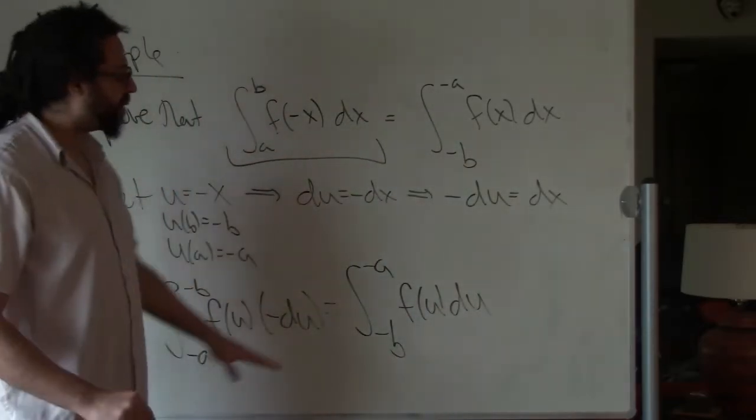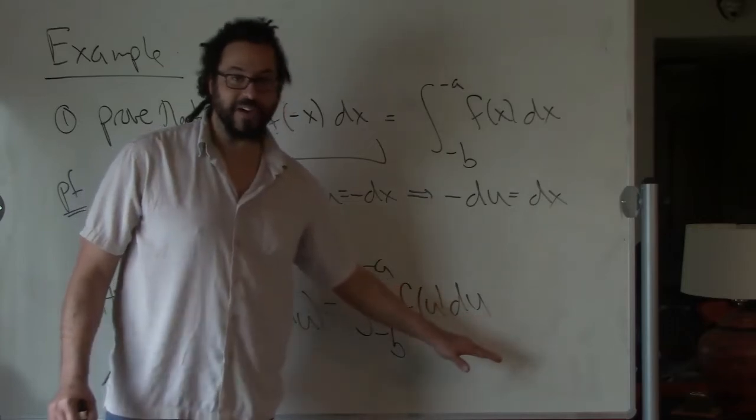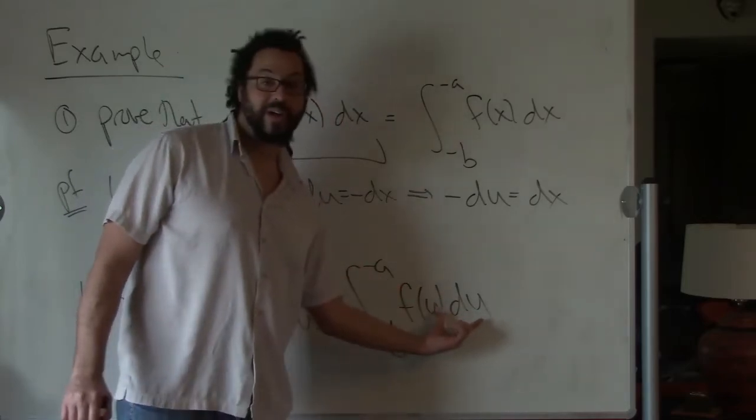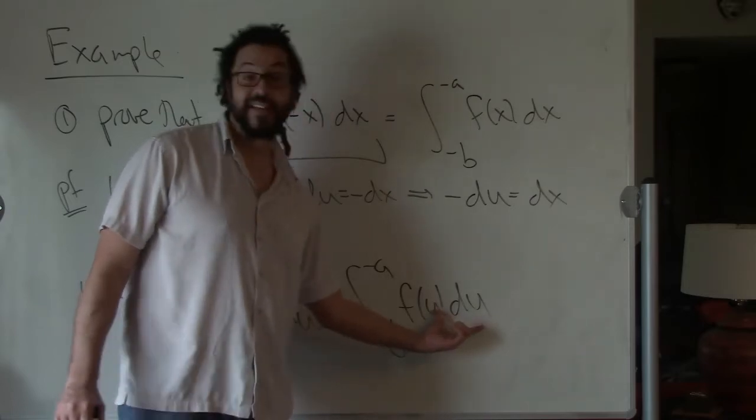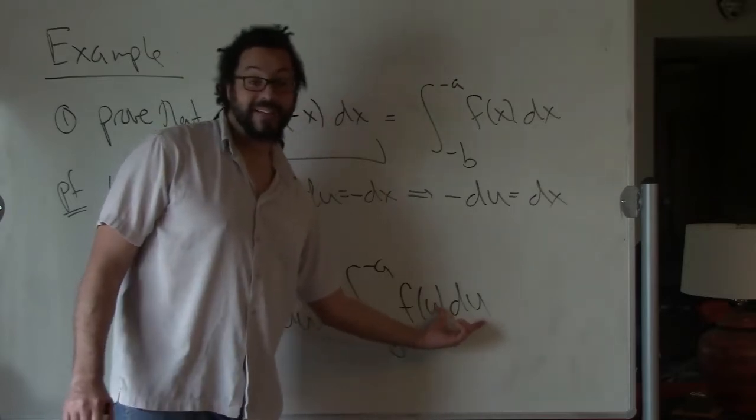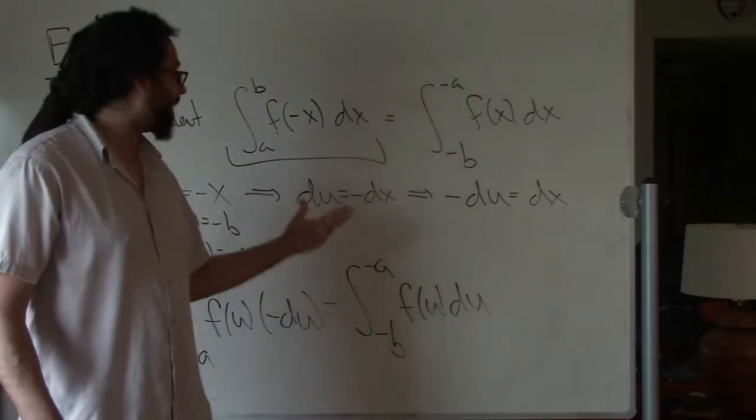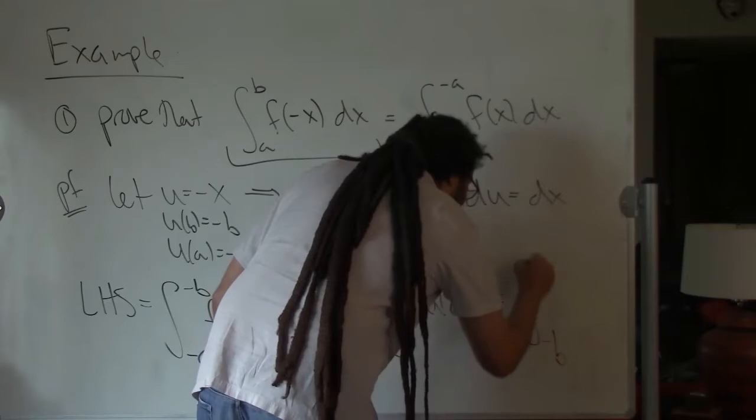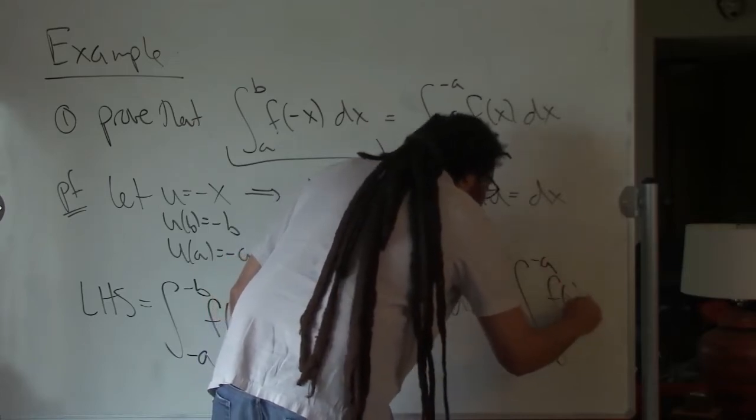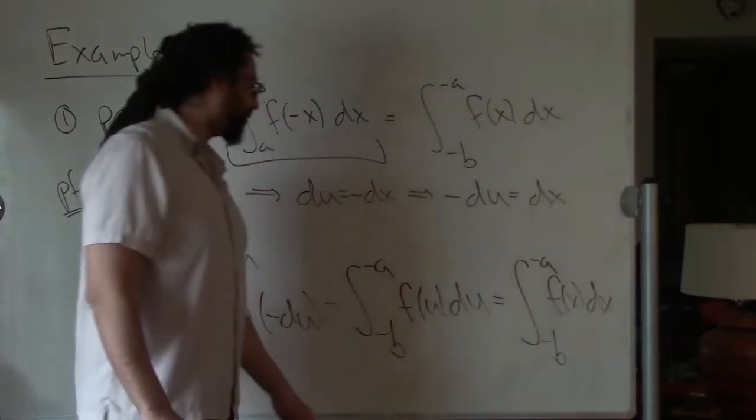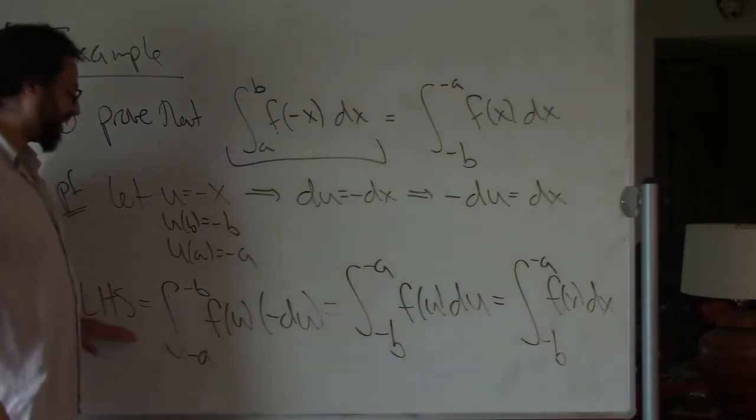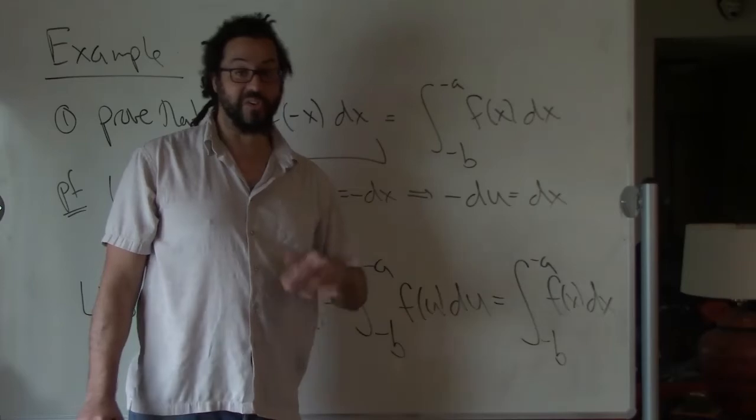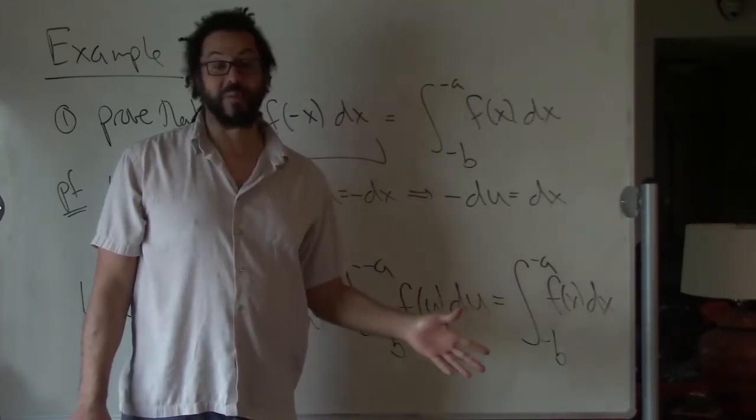And now, remember, u is just a dummy variable. So I can just as easily swap out whatever variable I want. f of t dt, f of x dx, so that's what the problem asks us to show. So I'm just going to write the integral from negative b to negative a of f of x dx. And so that'll do it, right? So we started with the left-hand side, we worked our way over and got the right-hand side just using the regular old u substitution program.